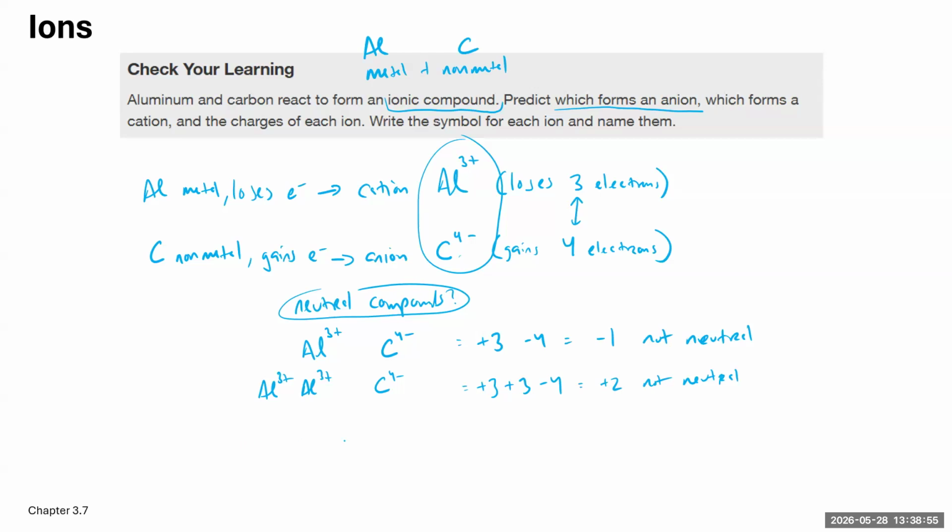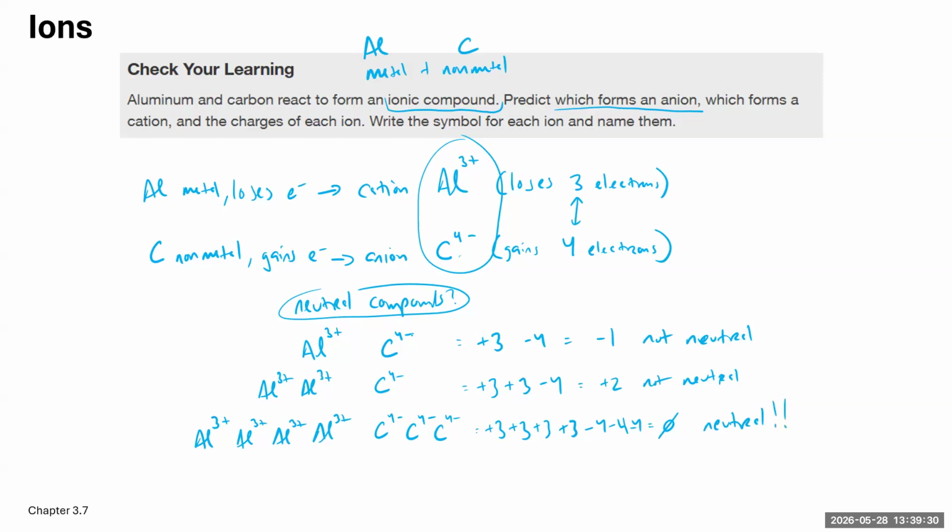I already know what this is going to be, so let's try this again. Aluminum 3 plus, aluminum 3 plus, aluminum 3 plus, aluminum 3 plus, carbon 4 minus, carbon 4 minus, carbon 4 minus. That's going to be a plus 3, plus 3, plus 3, plus 3, minus 4, minus 4, minus 4. That's going to equal 0.